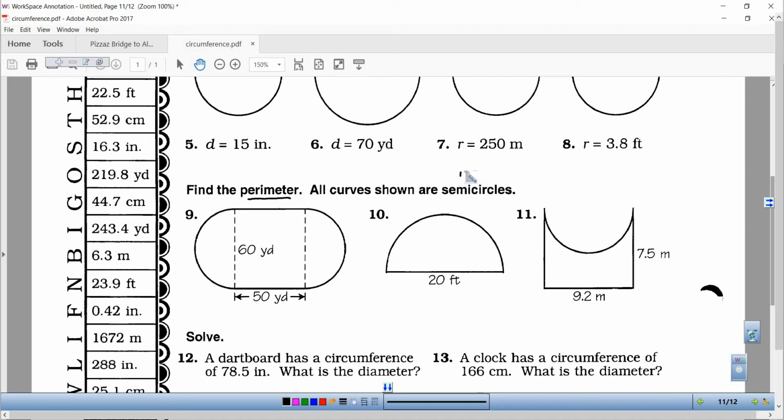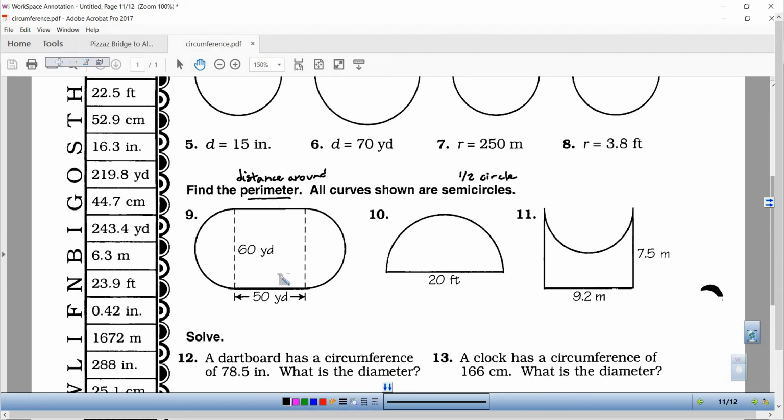All right, a semicircle is a half circle, if you didn't know that, okay? So the perimeter is the distance around the outside, or the distance around what we call the perimeter.